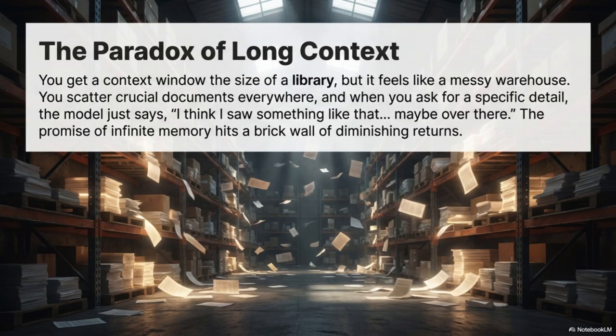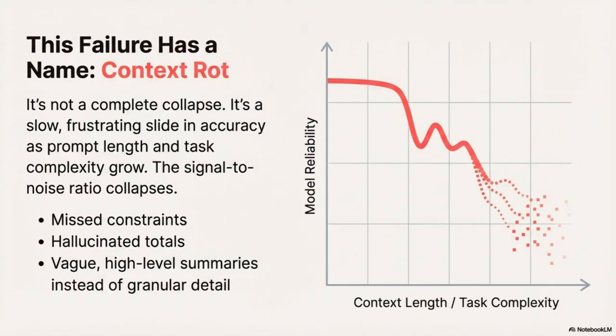And this is the failure pattern that the research we're looking at is starting to formally call context rot. It's a great name for it. It's insidious because it doesn't just completely collapse. It's this slow, frustrating slide in accuracy. You ask it to aggregate data from 50 financial reports, and suddenly it misses a key constraint. Or it hallucinates a total. Or worse, it gives you a high-level summary when you explicitly ask for granular detail. The data was there, the model just couldn't keep it all salient.